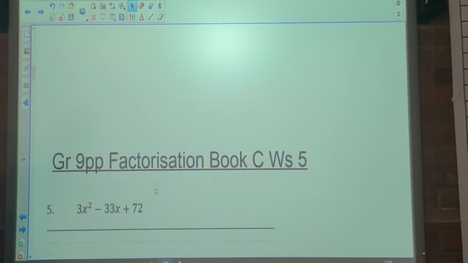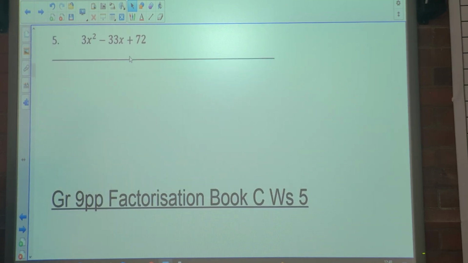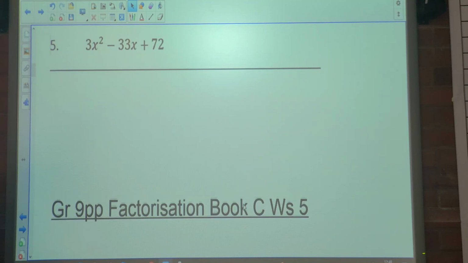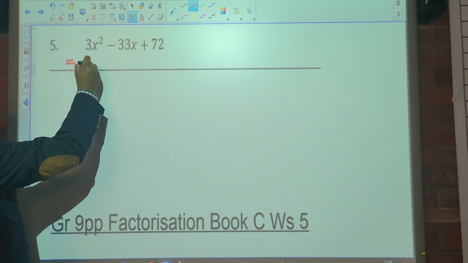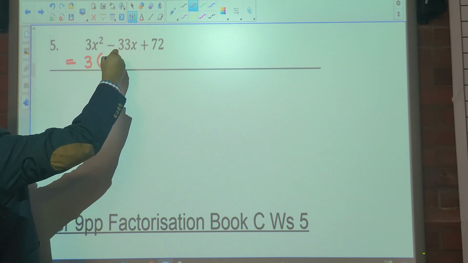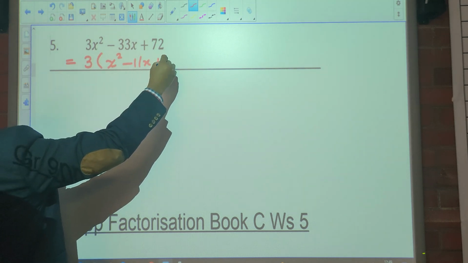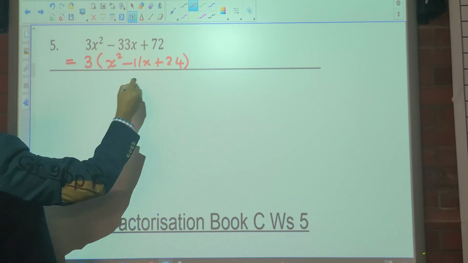So it's number 5. It's a fairly short exercise, no? Number 5. What do we notice here? What is common? 3. What are we left with? X squared minus 11x plus 20.